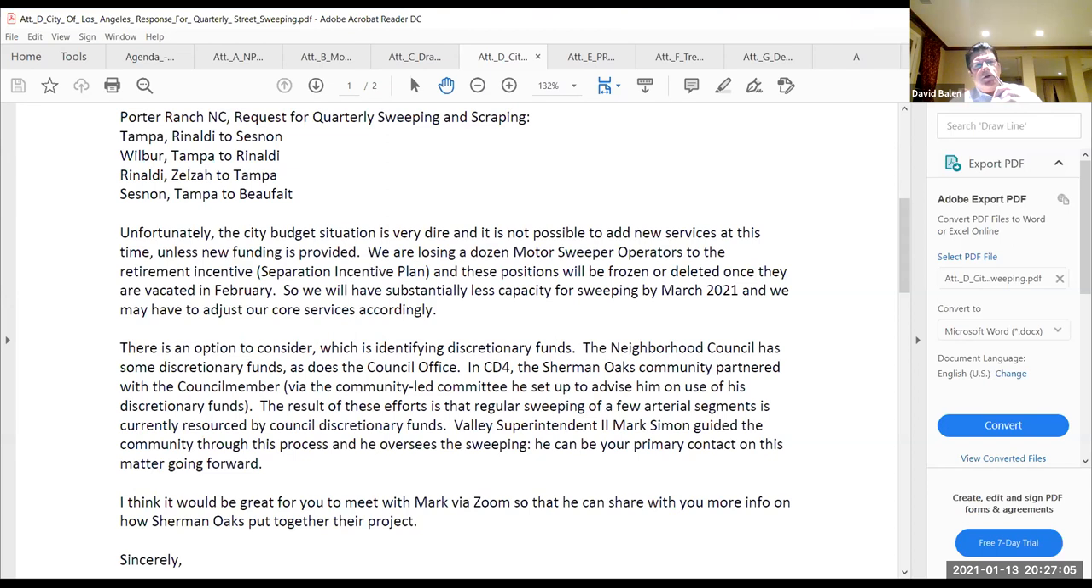Do we have an idea how much it would cost if we were to do a quarterly sweeping and scraping of the street? I guess that's a separate question, and that would mean that we would have a meeting. But going back to the idea of discretionary funds, it makes me think of the letter that we just approved. Basically, the letter to address the issue with the street racing could be funds to give to the traffic division to cover the 5-mile radius.